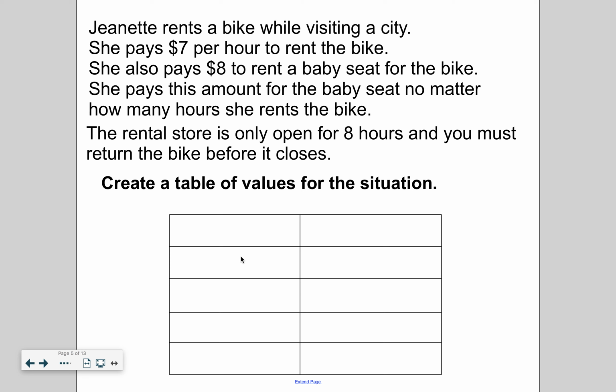All right, so Jeanette rents a bike while visiting a city. She pays $7 per hour to rent the bike. She also pays $8 to rent a baby seat for the bike. She pays this amount for the baby seat no matter how many hours she rents the bike.